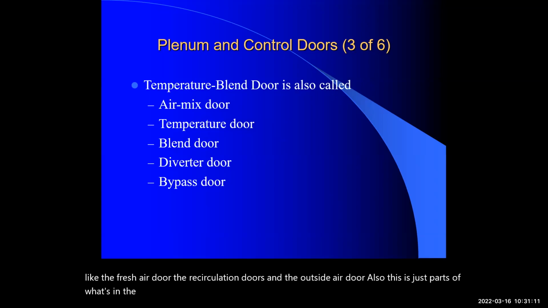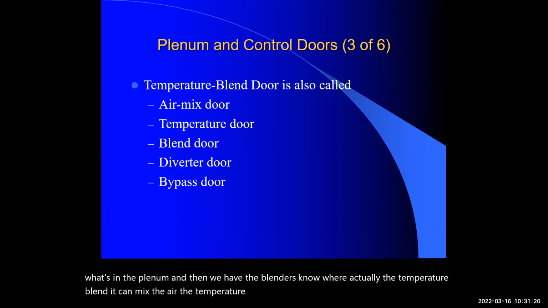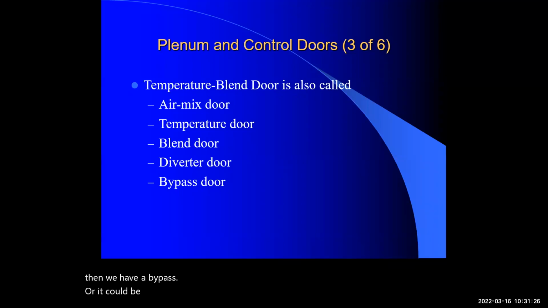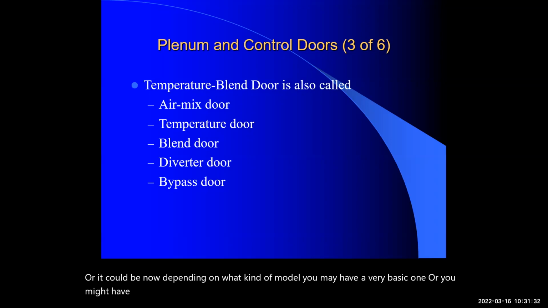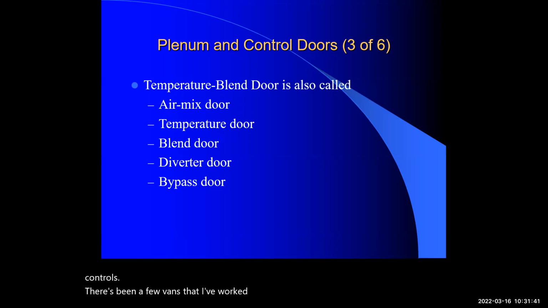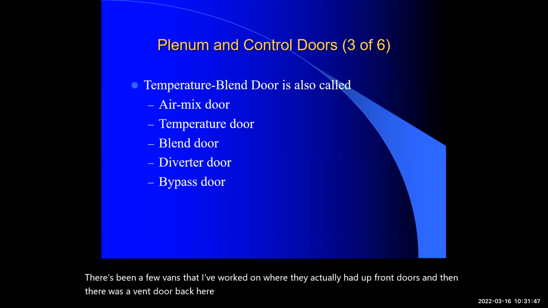And then we have the blend doors, where you actually blend the temperature. It can mix the air: the temperature door, blend door, diverter door, and then we have a bypass door. Depending on what model you have, you may have a very basic one, or you might have multiple doors, and you might add on more doors when it comes to your zone controls. There have been a few vans I've worked on where they had front doors, a vent door back by the passengers, and then more in the back. So you could have multi-type doors.